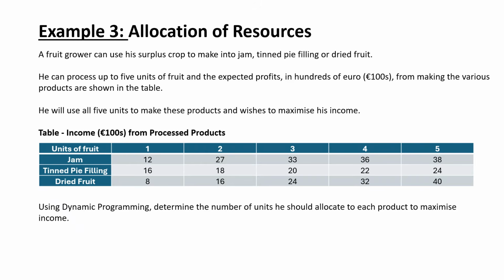So here is our table, and for each of the units of fruit, it is his income in hundreds. Using dynamic programming, determine the number of units he should allocate to each product to maximize income.